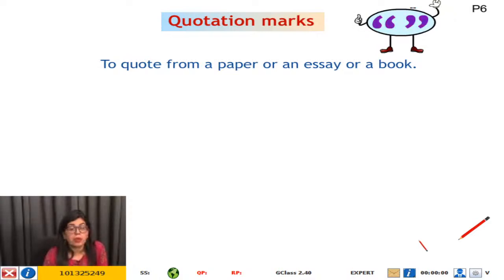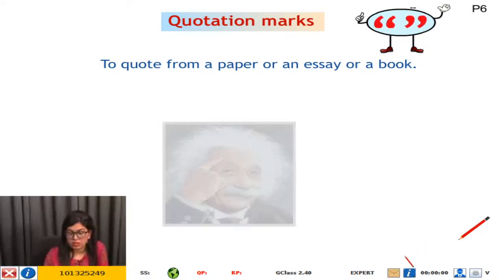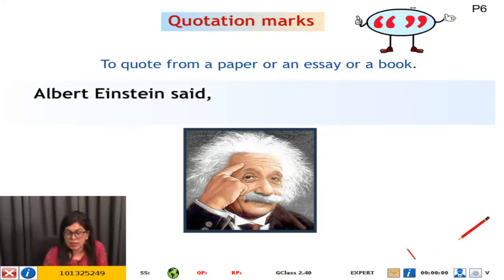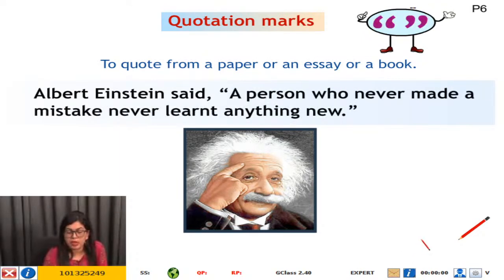To quote from a paper or an essay or a book, I have already told you all. When we quote from a paper or an essay or a book, we use quotation marks. Who is this person? All of us know? Yes, he is Albert Einstein. Albert Einstein said, "A person who never made a mistake never learned anything new." This line has been said by Albert Einstein. Here we cannot change even a single word from this line because Albert Einstein said it that way only.